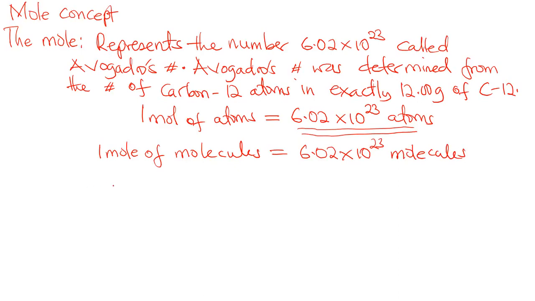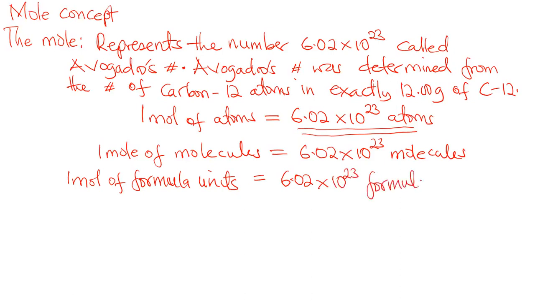And then we have one mole of formula units, which we'll see later, is equal to 6.02 times 10 to the power 23 formula units. So one mole of anything has that number, 6.02 times 10 to the power 23. So if you ask, what about one mole of people? The answer is yes. One mole of people has 6.02 times 10 to the power 23 people in it. So let's see if we can solve some problems based on the mole.